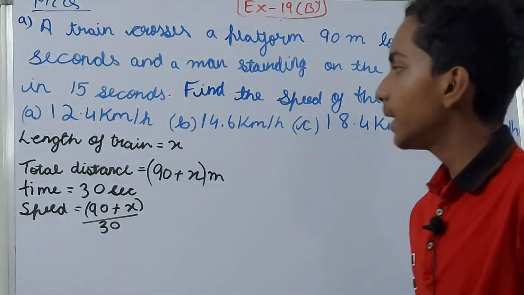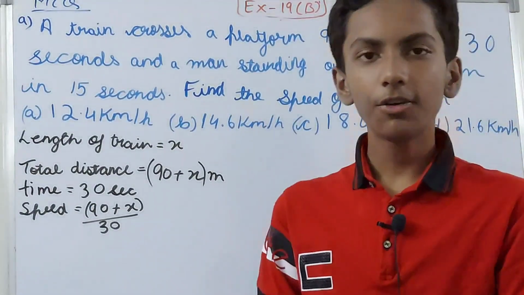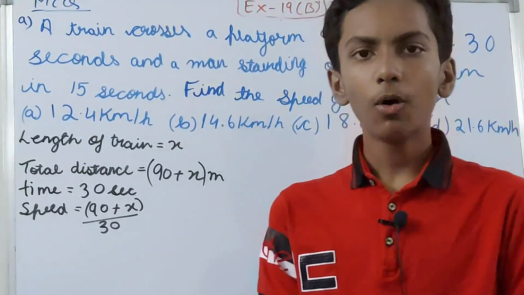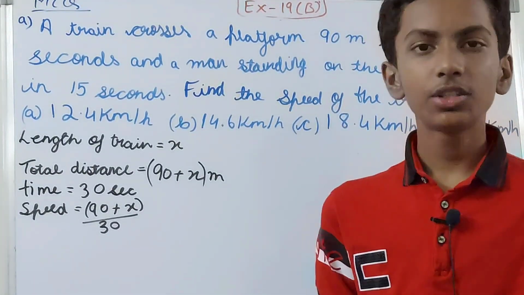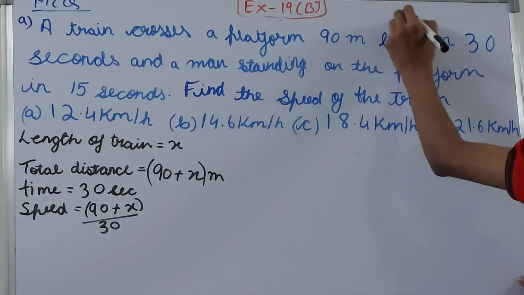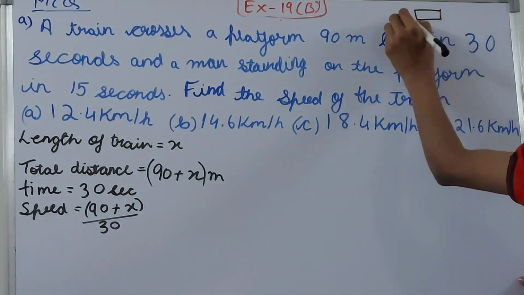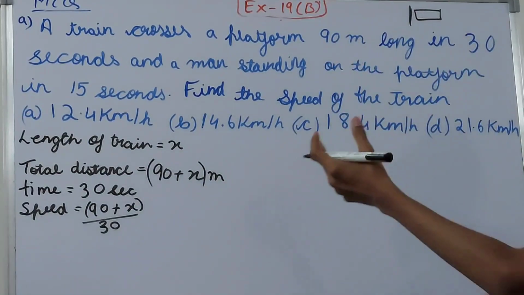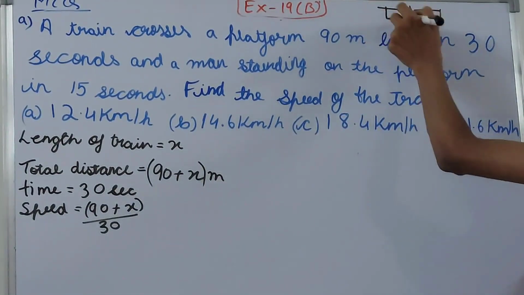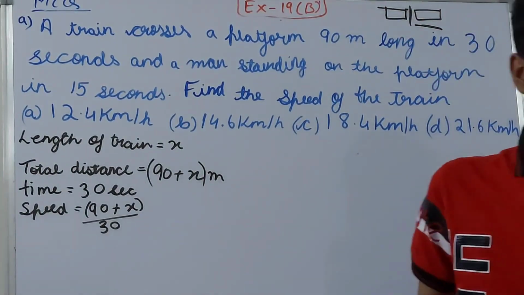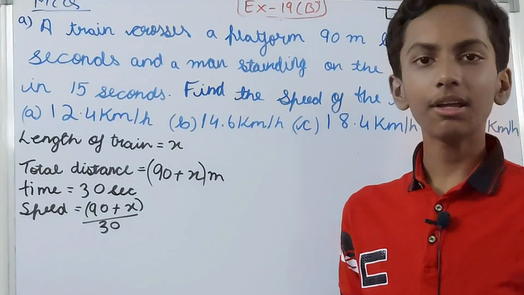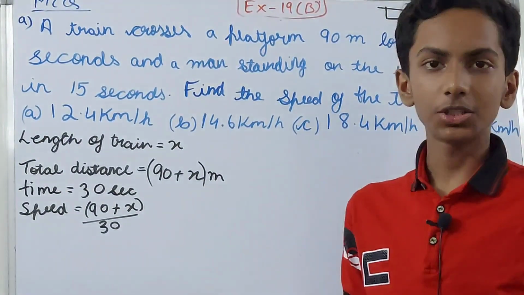Now we come to the part when the train is crossing only the man. Forget about the platform or anything, when the train is crossing only the man. I told you, suppose this is my train and here there is a pole or a man. The train will cross this pole or man and it will travel its own distance only. It will not travel any other distance like the length of the platform. That is not going to be added in such cases.